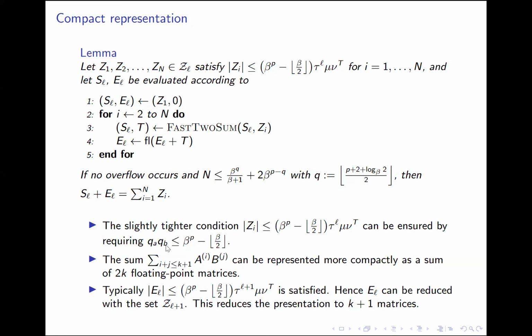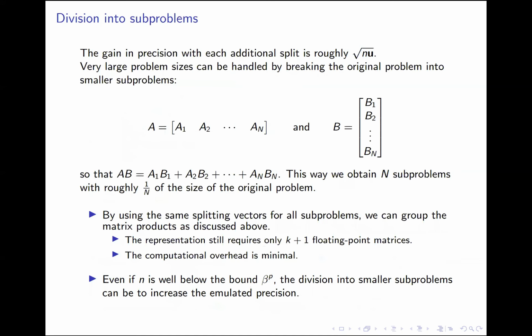And this allows us to represent the sum of all these individual matrix products, which is growing quadratically with k, in just two k floating point matrices. Indeed, the error terms satisfy the conditions for the set of the next order, so it can be reduced further with these matrices. And actually, it's sufficient to use k plus 1 matrices to represent the sum of all these matrix products. And this is a very practical choice.